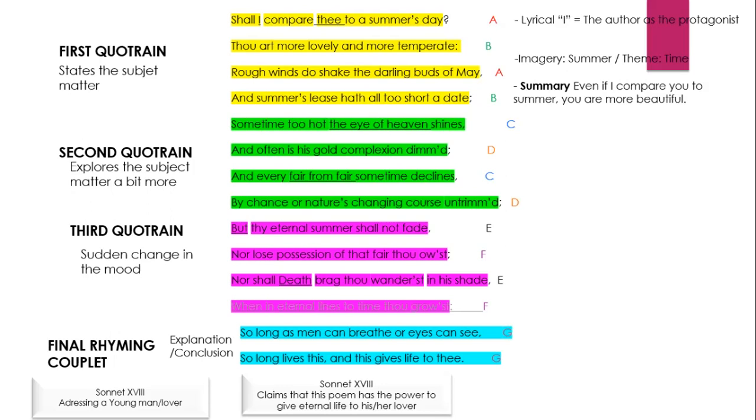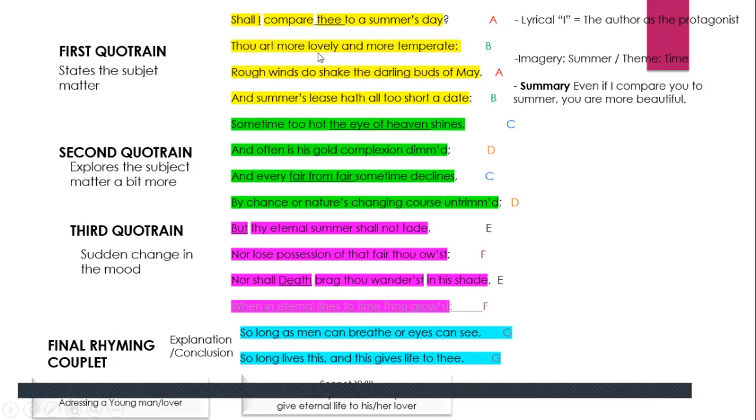So we have the point of view. The point of view is, this is the author speaking. Shall I compare you to a summer's day? And he's using the imagery, the ideas connected with summer to talk about the beauty of this person. Yes, he says, you are more lovely and more temperate.